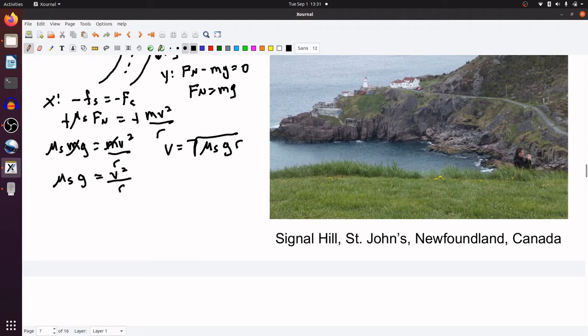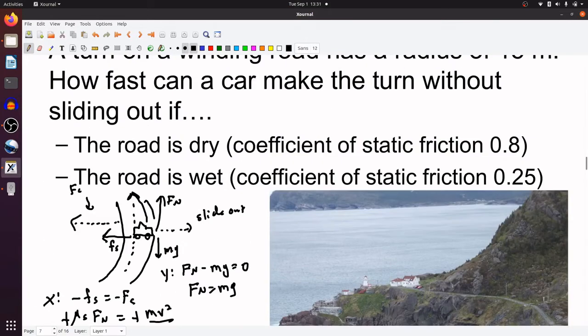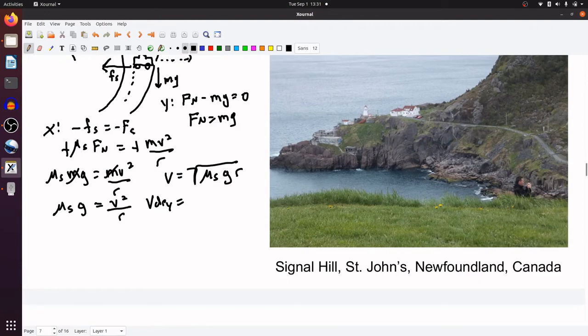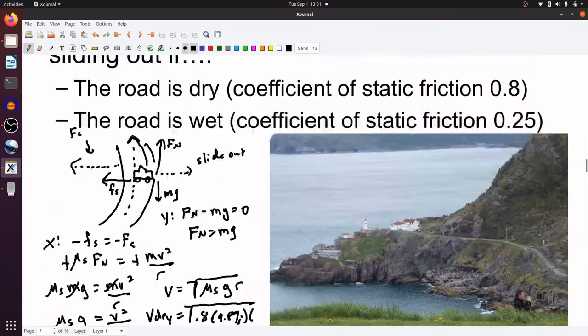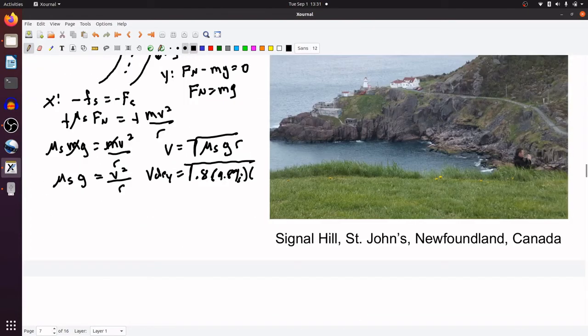All right, so we're going to do this for v dry and v wet. The dry was 0.8. So I'm going to take the root of 0.8 times 9.8 times my radius of, what was my radius? 15. So 0.8 times 9.8 times 15 is 117.6, rootified is 10.8.